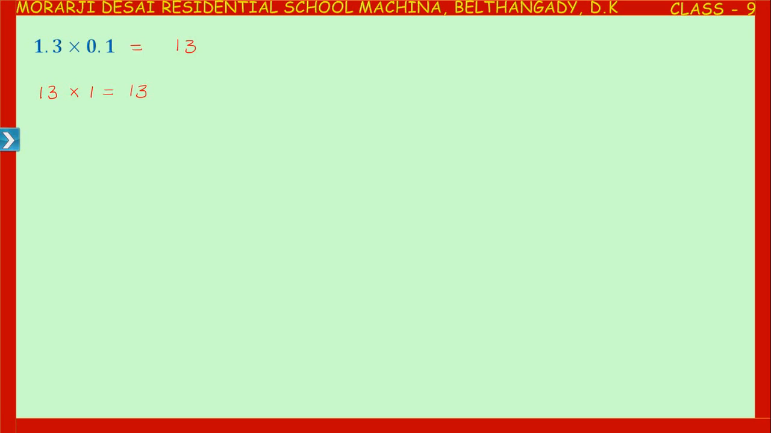Now put the decimal point. Here how many digits after the decimal point? 1 digit. Here after the decimal point, 1 digit. So 1 plus 1, 2. So 2 digits should come after the decimal point. Now 3 and 1. There are 2 digits. So you have to put the point here. That becomes 0.13.